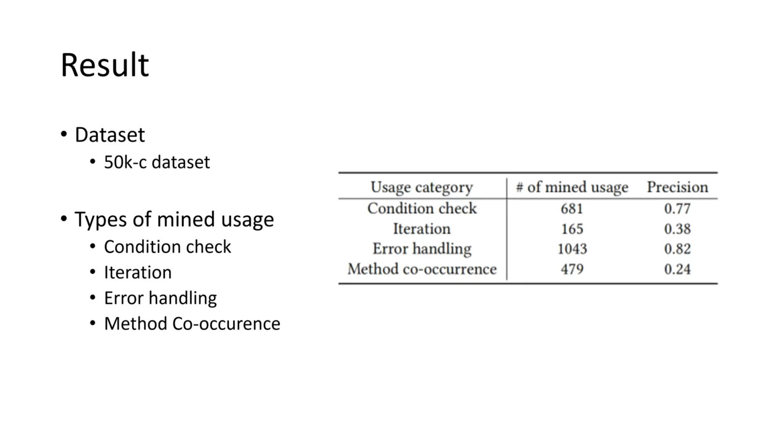To evaluate the precision of Looping, we randomly select 100 usage patterns from each type and analyze the correctness of each usage pattern manually. We find Looping performs better in condition check and error handling, but does not work well in the remaining 2 types of usage patterns. So we still need to improve Looping in future work.